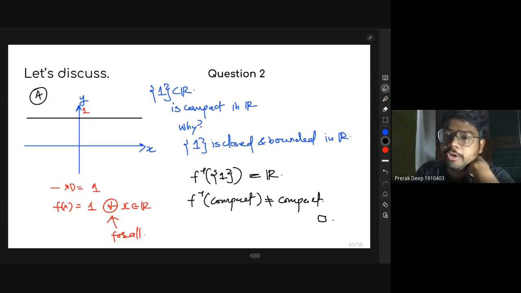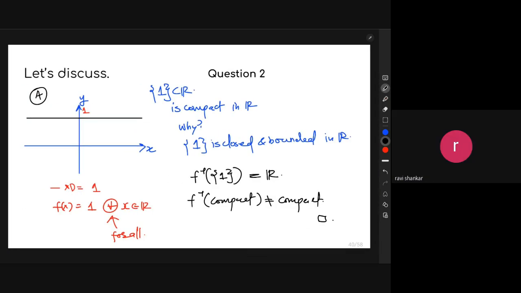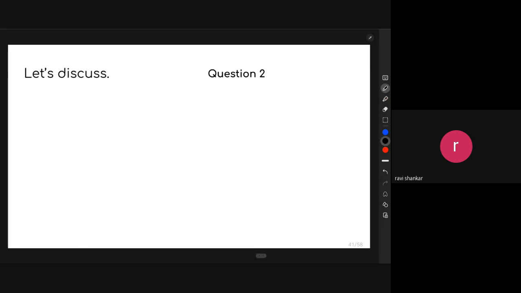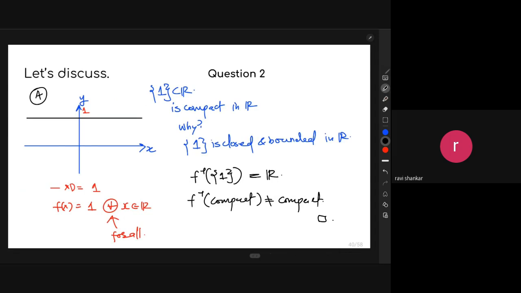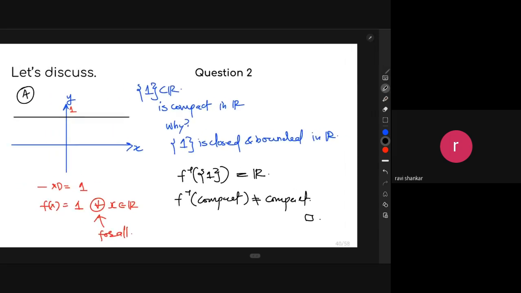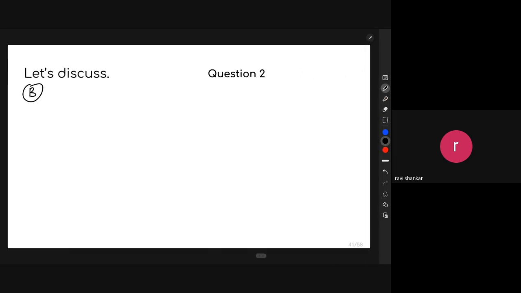Yes, because R is not compact. Another example. So this example is kind of a trivial example. Let me discuss something which is non-trivial, and a function which all of you are familiar with.